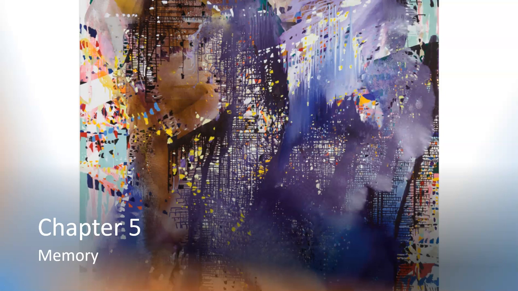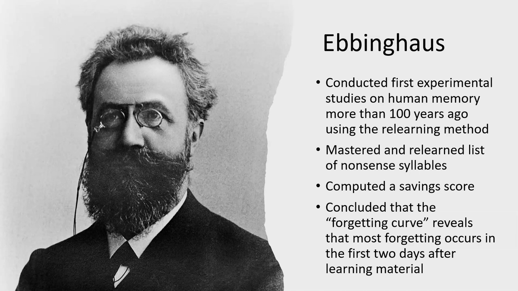This video is part 4 of Chapter 5 Memory for PSY 110S, the Psychological Sciences. So far we've talked about the various stages of memory, including the sensory registers, the short-term memory, long-term memory. We've also talked about levels of processing. In this final section of the chapter, we're going to talk about forgetting.